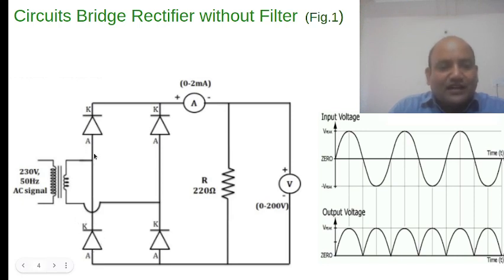When current flows in this direction and comes here, this diode is shorted. Because of the short, ideally there is no voltage drop across it, so whatever the voltage, the same voltage is here. So positive voltage here. Because of this positive voltage, this diode is reverse bias. So the current will not follow this path.